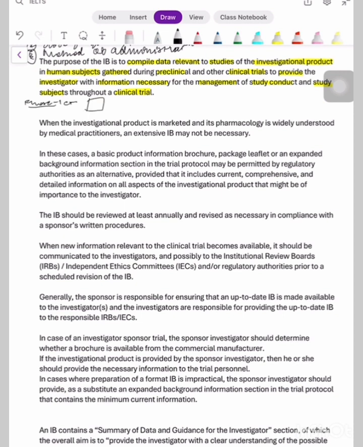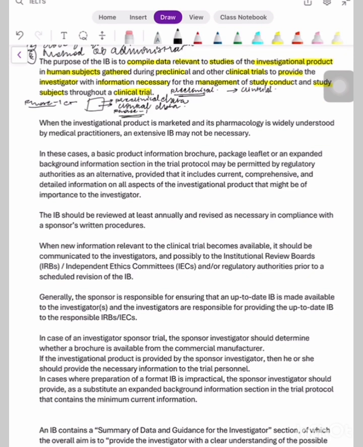Now this investigator brochure will contain the preclinical and non-clinical data. Obviously we all know now that after successful preclinical approval, we begin clinical trials in humans. So preclinical data will be there. Any other clinical data from any other trial for the same product will be mentioned, and that is how they will get the information for the management of the study conduct. How would they be conducting the study and study subjects throughout a clinical trial? So that is how they will add the data of phase 1 also.